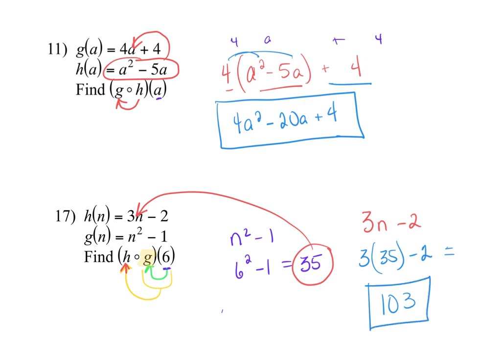Now, if you had done it the way we did on 11, putting g into h, you would say h is 3n. Well, n is going to be replaced with that function, minus 2. You would get 3n squared minus 3 minus 2, 3n squared minus 5. And then you would have done 3 times 36 minus 5, which would still give you 103. All right? And so you can do it either way.